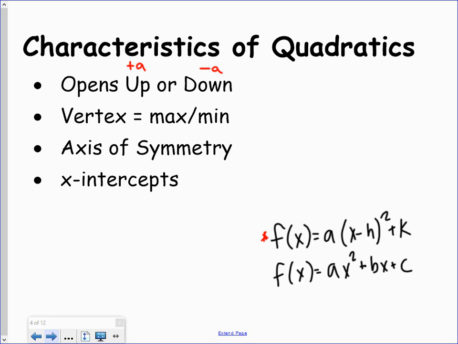Vertex. You'll either have, and I love that you guys did this in the warm-up, a maximum or a minimum. When will you have a maximum? When a is negative. When will you have a minimum? When a is positive. So negative a and positive a. So you also know when you're going to have maximums and minimums just by looking at your function. Do you remember from either of these equations how to find the vertex?